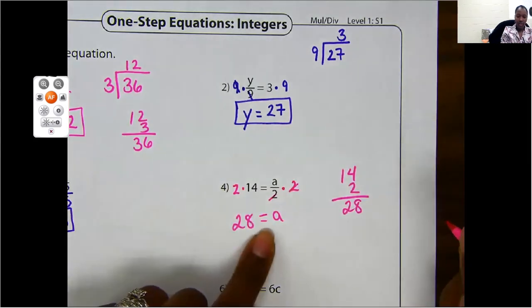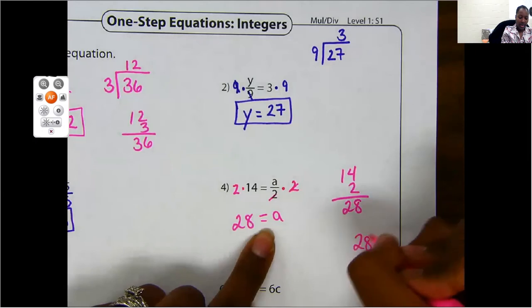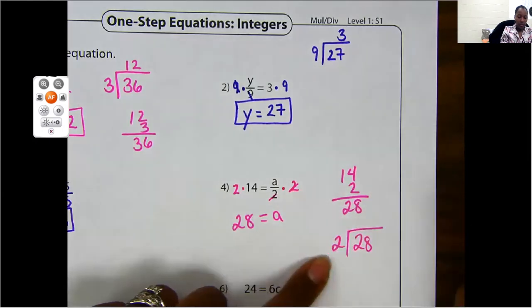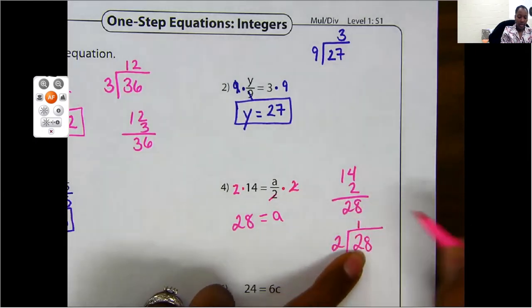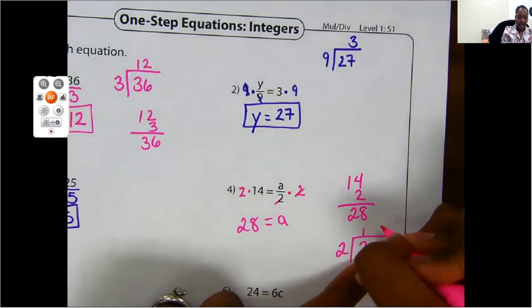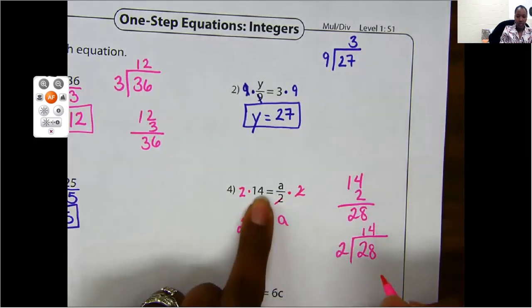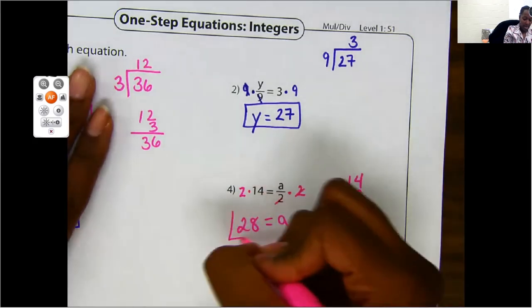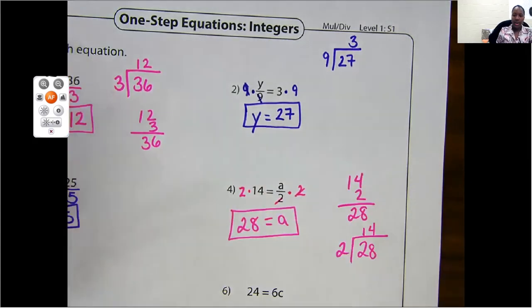Okay, of course I can check this. 28 divided by 2. 2 will go into 2 one time. 2 will go into 8 4 times, which is what I multiplied by. So a equals 28 is correct.